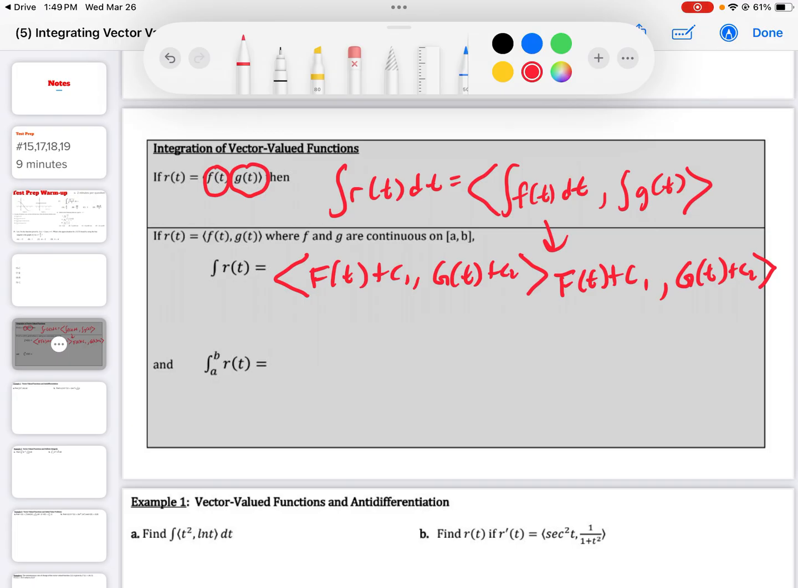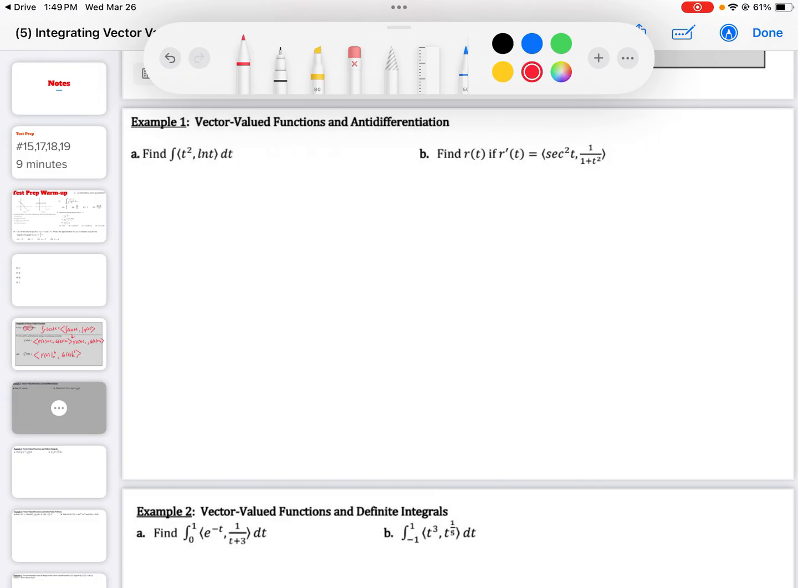All right, if I'm doing a definite integral, it's going to be very similar. It would be F of t evaluated from a to b, and then the antiderivative of g evaluated from a to b. So basically just doing double all the stuff that you already know how to do. So let's do a couple problems, make sure we realize that this isn't too bad.